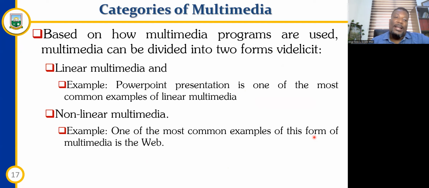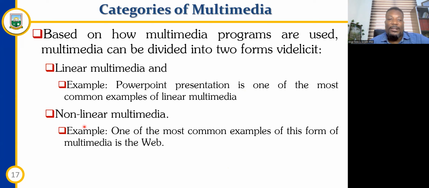So an example is a PowerPoint presentation. It's one of the most common examples of a linear multimedia. Because it goes in sequence, you can't start from one and it will not go to two, it has to go in sequence. So that is an example of a linear multimedia. And as I said, the way the program is used determines the type of multimedia it is.